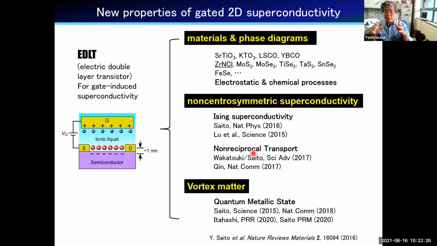No, this is just a simple superconducting material itself that is non-centrosymmetric. Yes. So are you talking about the vortex matter? No, I was talking about the non-reciprocal transport. Yes. So here, for instance, in this Ising superconductivity.